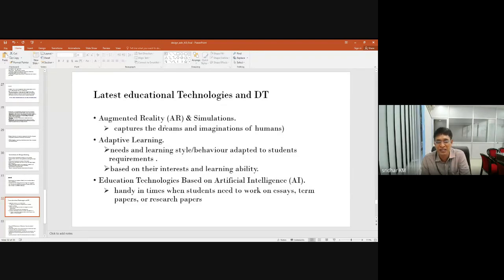All these kinds of technologies are nowadays captivating the teaching fraternity. Augmented reality captures the dreams and imaginations of humans. It gives a higher plane of reality, more than real, like a superhuman imagination. So augmented reality and simulations are going to capture the dreams and imagination, and teaching-learning situations have to use augmented reality to understand the process.